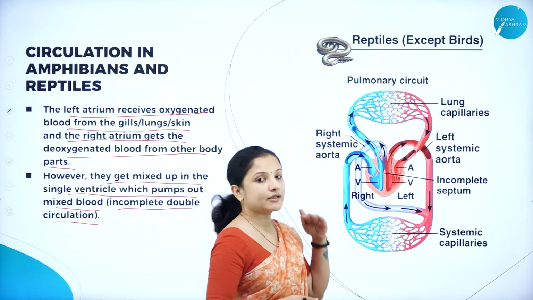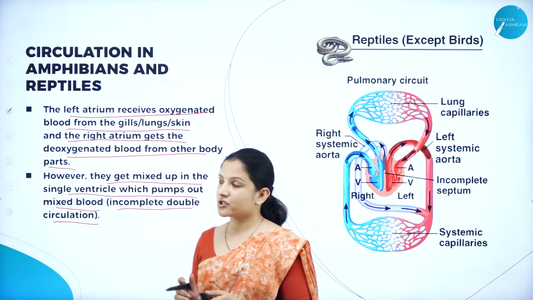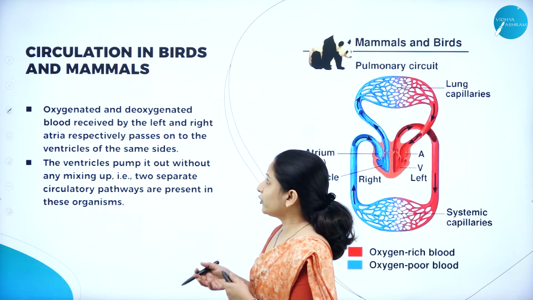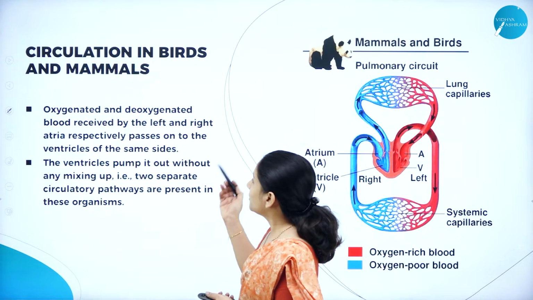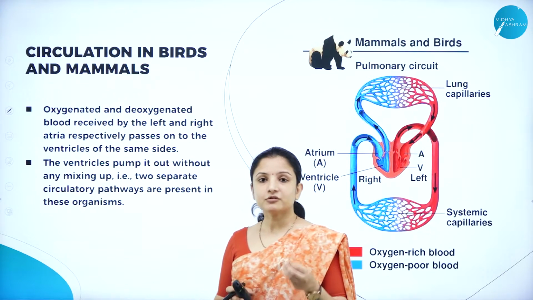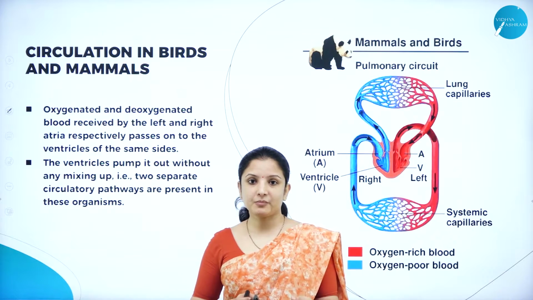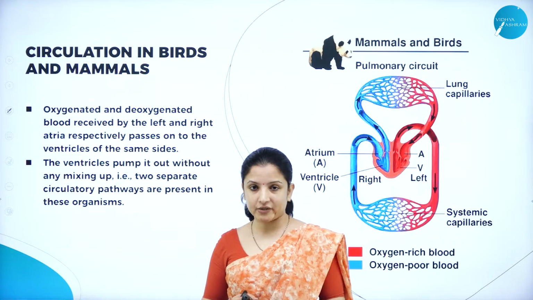So that is why it is called an incomplete circulation. That is the kind of circulation seen in amphibians and reptiles. Moving further, circulation in birds and mammals. In birds and mammals, how many chambers does the heart have? It has 4 chambers, right? 2 atria and 2 ventricles.